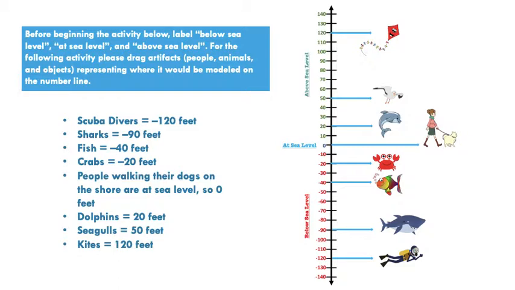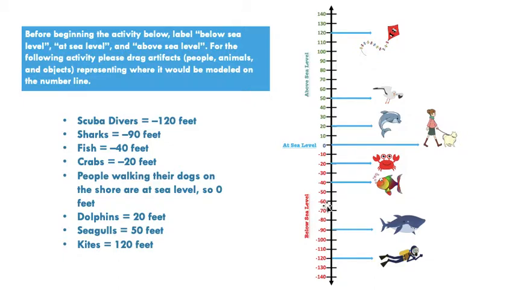So the final thing you had to do was plot it, and on our number line, just be mindful that 0 is at sea level. Everything above 0 is above sea level. Everything below is below sea level. And so we're going to plot them one at a time. So scuba divers are negative 120 feet. So that means 120 feet below, so down here. Sharks are at negative 90 feet. So that means 90 feet below, so down here.